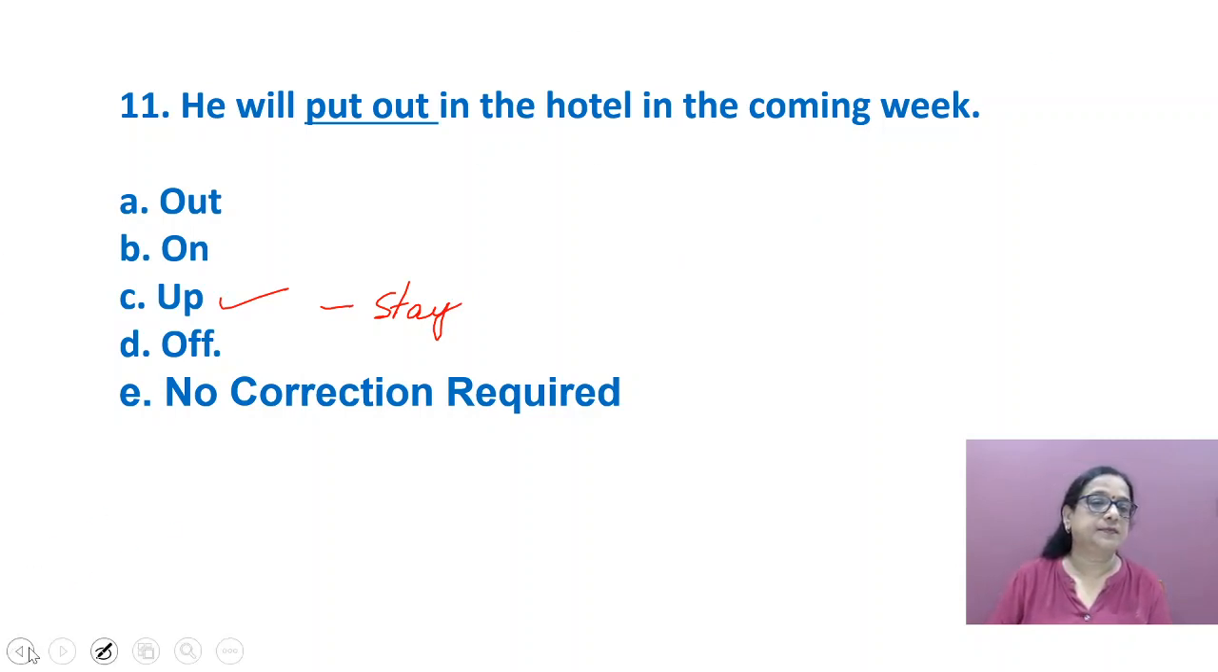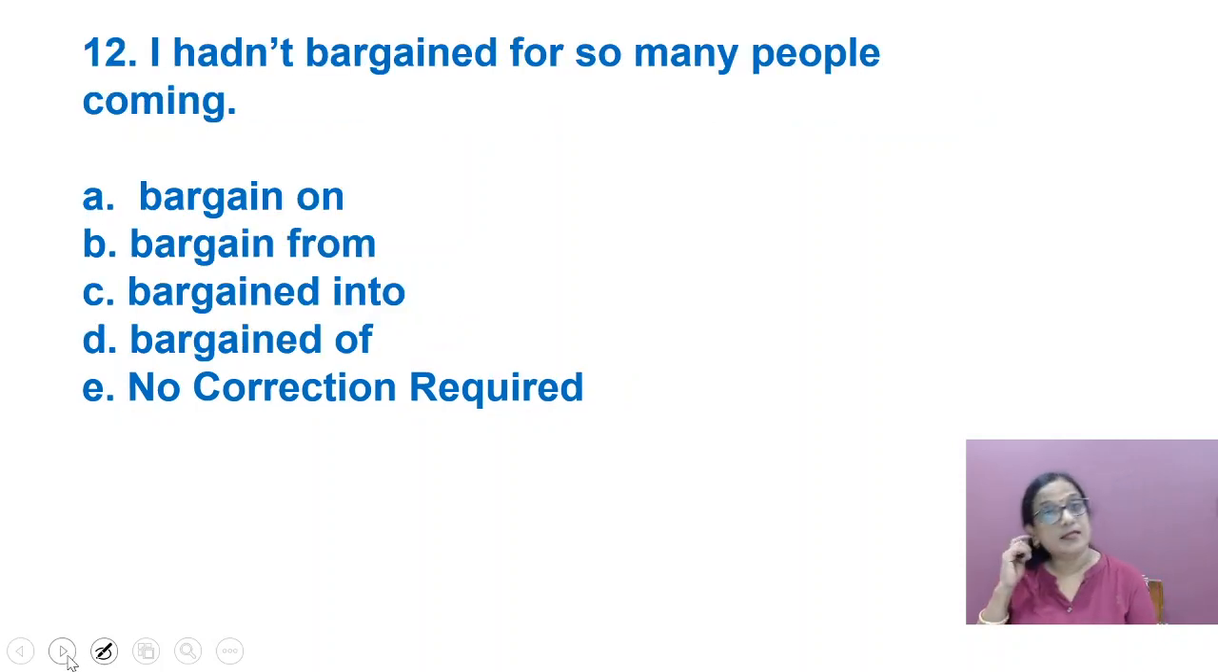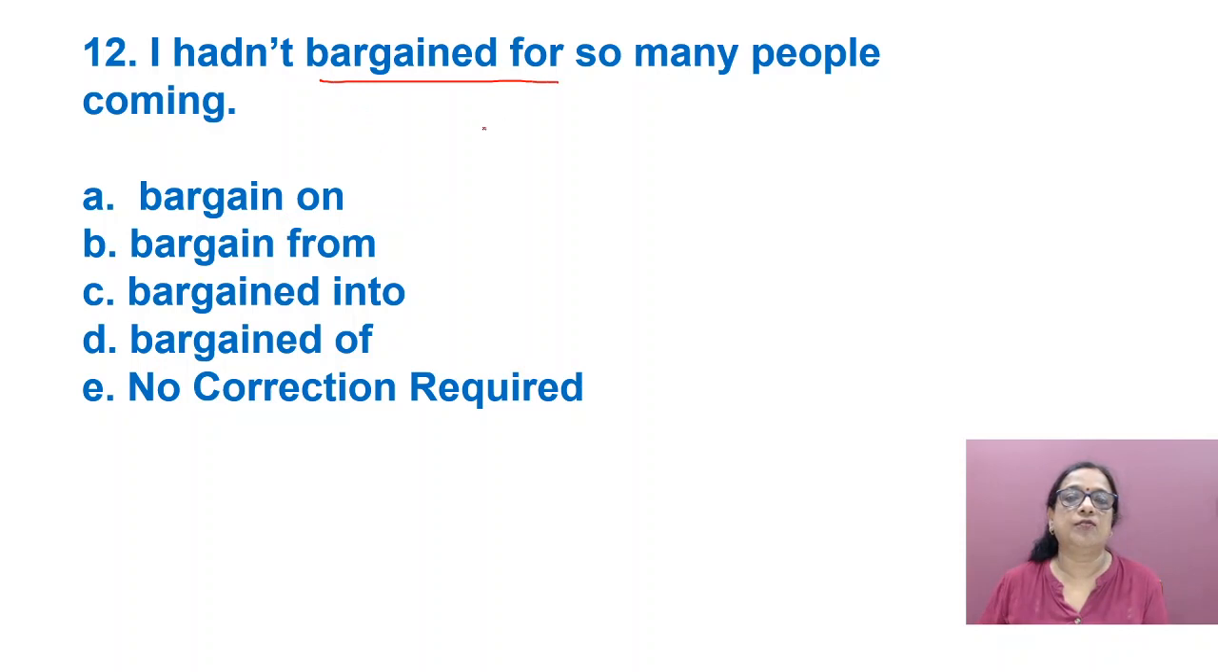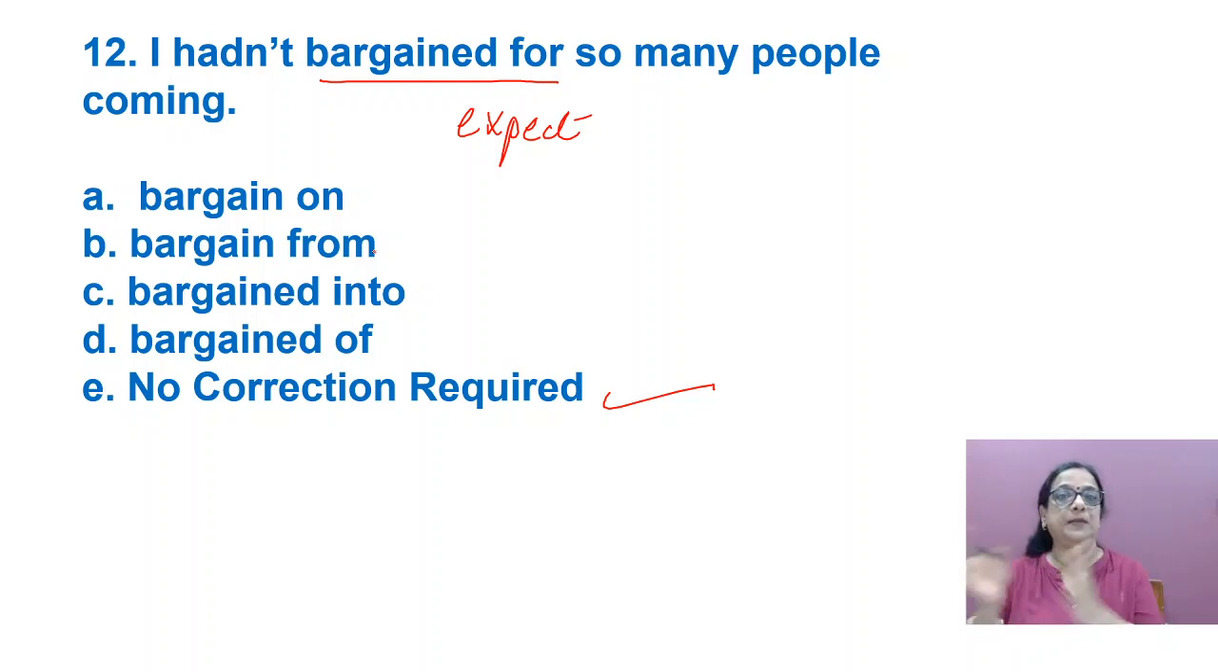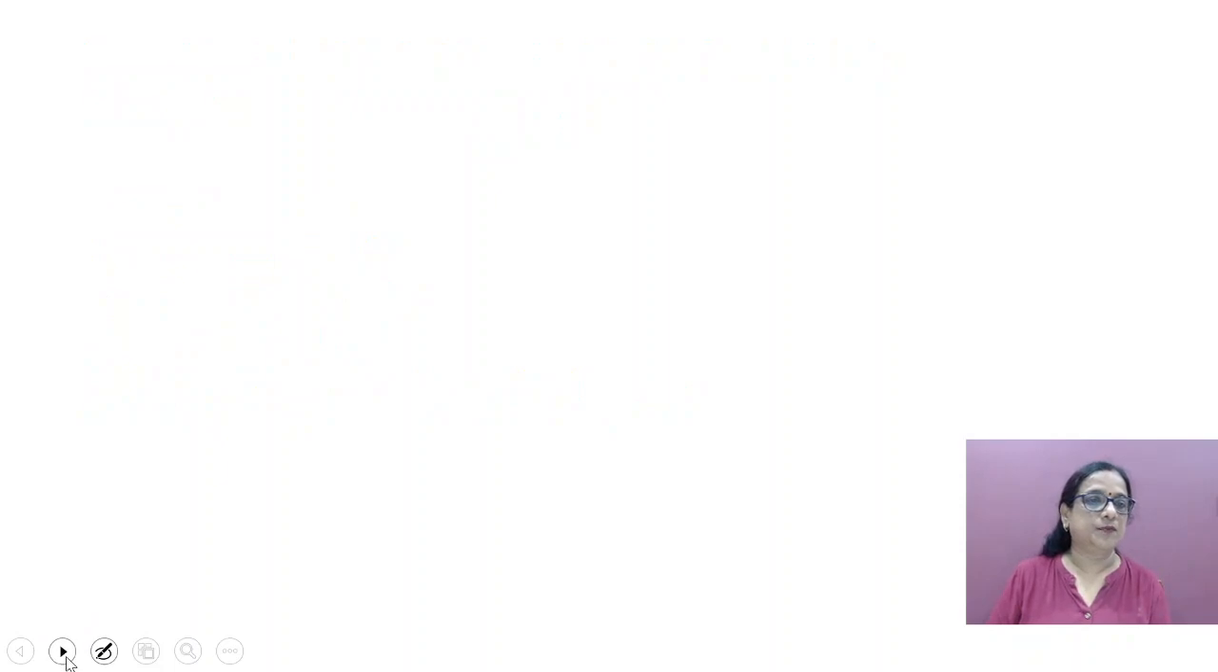Next one. I hadn't bargained for so many people coming. Now what is actually the meaning of bargain for? It means expect. So this is correct. That is, I hadn't bargained for so many people. No correction required. That is, I hadn't expected so many people coming. Okay. Next one. I hope students these are quite helpful for you.